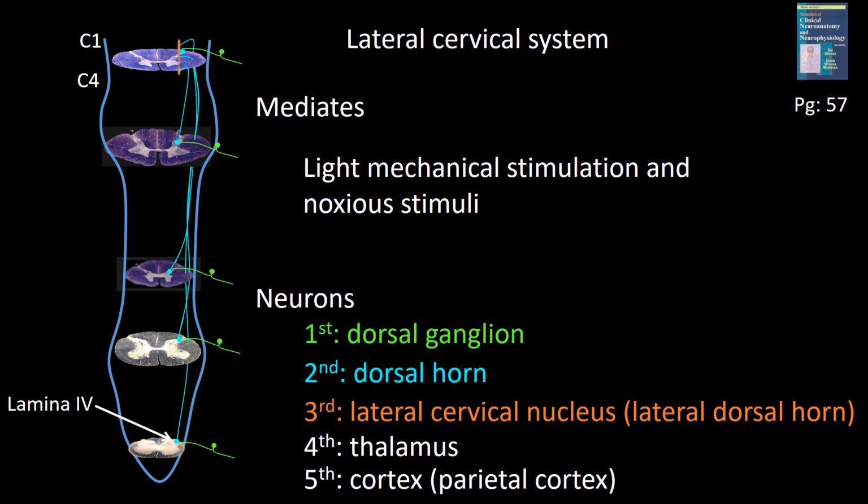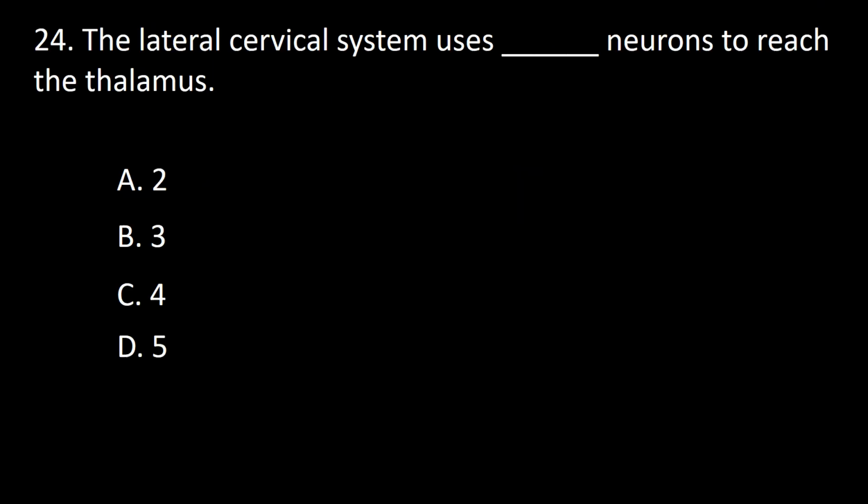Fibers from the second neuron to the third neuron travel in the lateral funiculus in the dorsal region. Fibers from the third neuron in the lateral cervical nucleus cross the midline at the anterior cervical commissure and join the medial lemniscus, traveling to the thalamus. So the answer to this question is B.